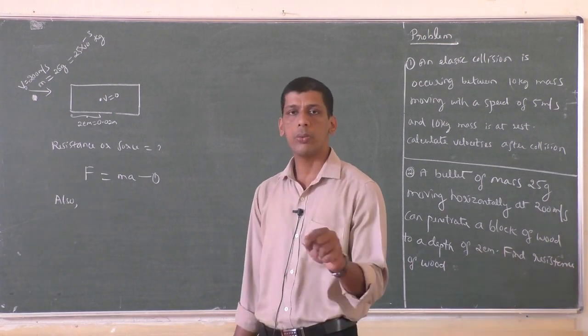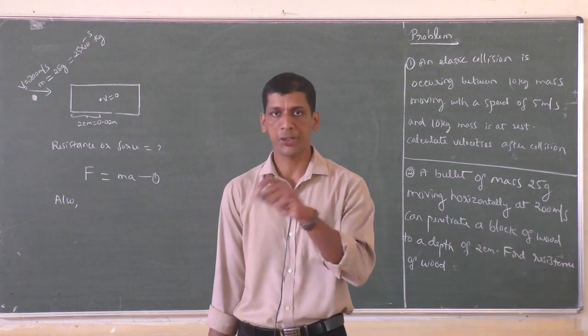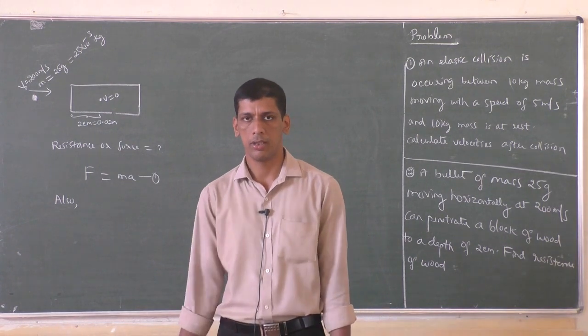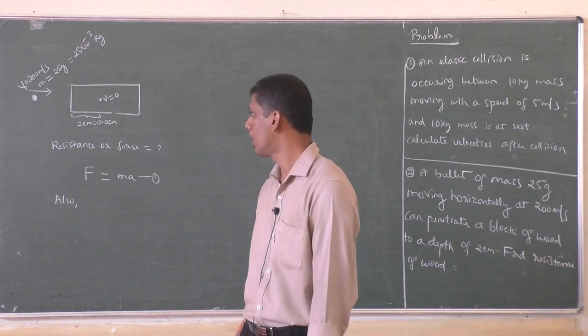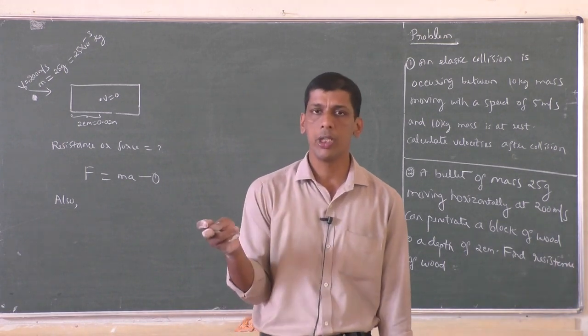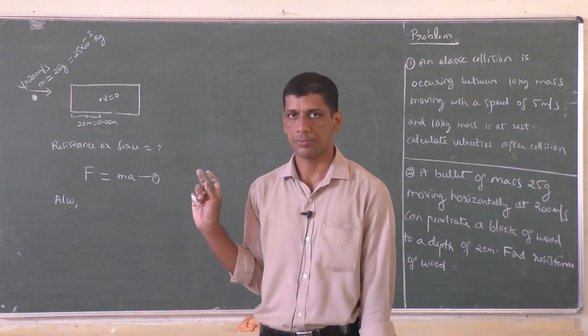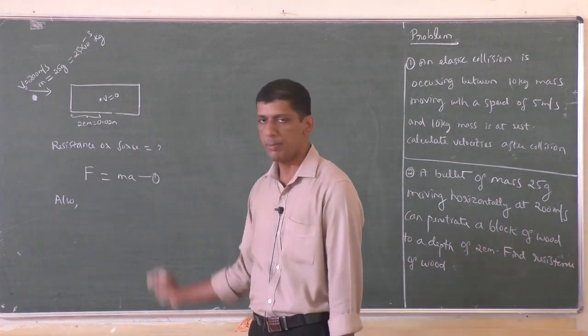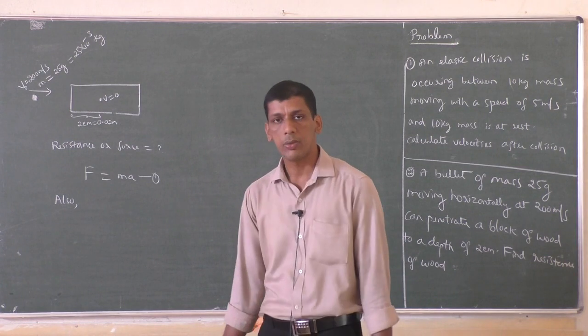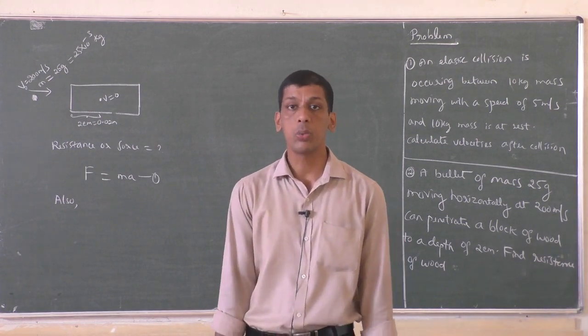In the formula v equal to v naught plus at, there is a time function. t is nothing but time. The time is not at all given, so we cannot apply that formula. And the second equation is x equal to v naught t plus half at square. Here also there is a time function, but time is not at all given. And the last equation, v square equal to v naught square plus 2ax.